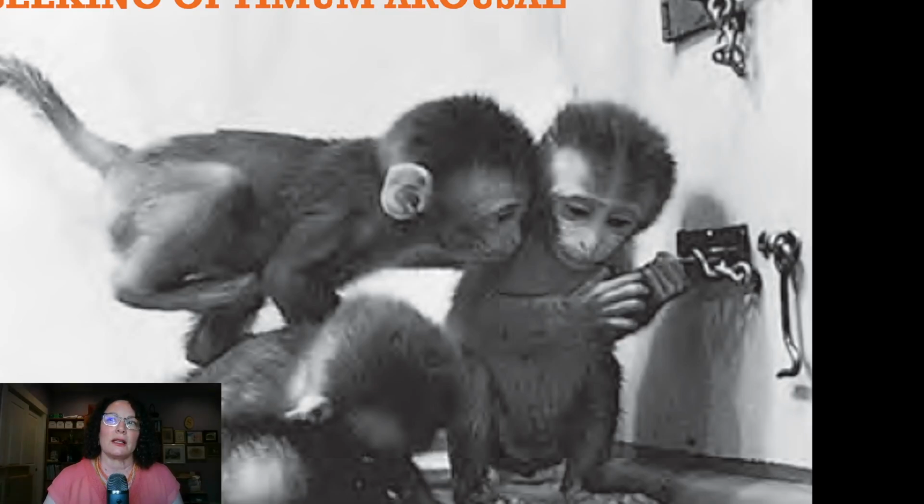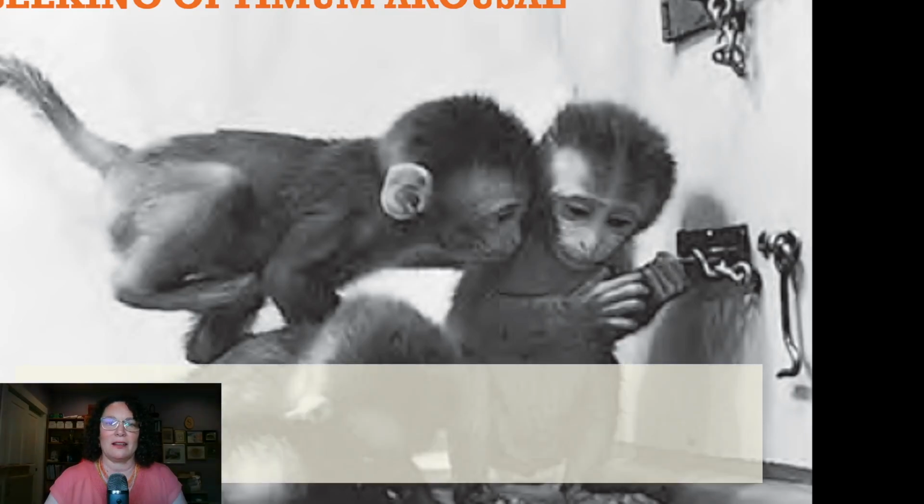So that's all great when we're talking about biological things, but in psychological factors, we also seem to have drives. We also seem to have motivations. We have a drive to have the optimum level of arousal. Look at these monkeys who are clearly living in some kind of cage of some sort, probably in an experimental situation. And look how fascinated they are by this lock that one of them has in their hand. Even monkeys need to have the proper level of arousal.